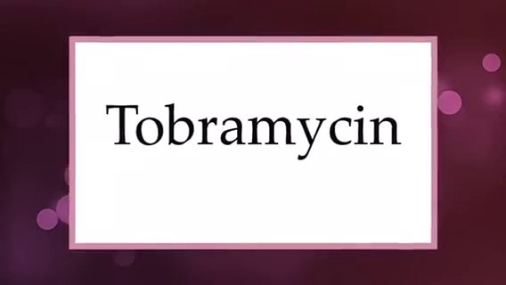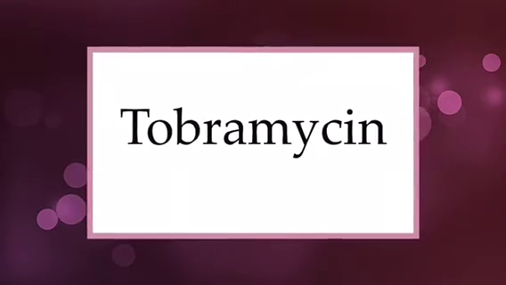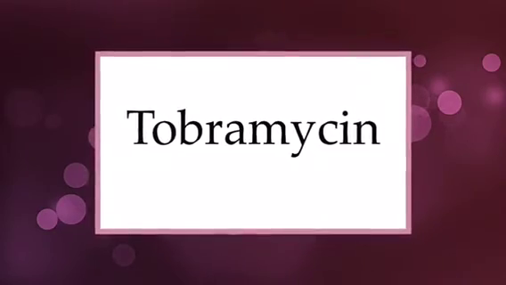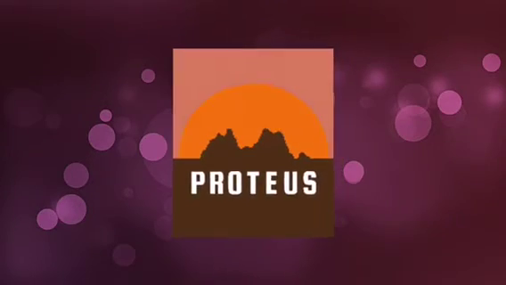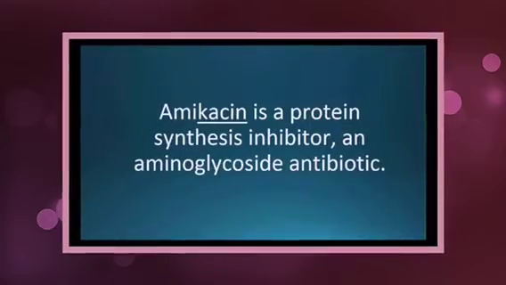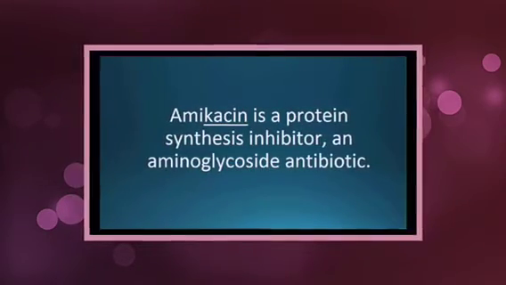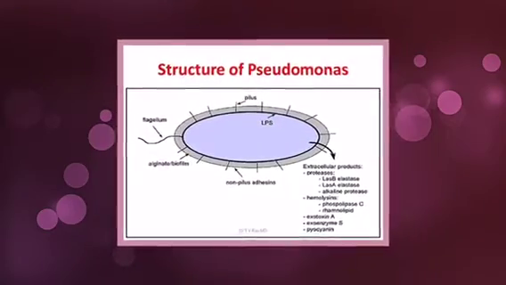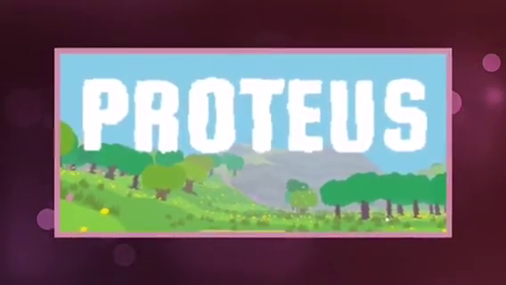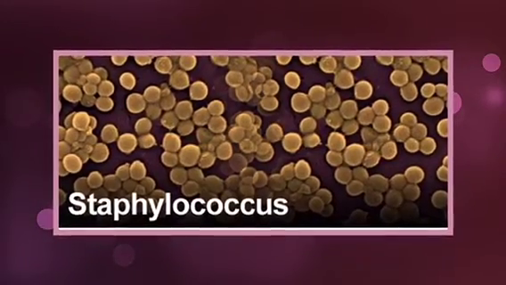Tobramycin is used for gram-negative infections and Pseudomonas, and the sensitive organisms are Pseudomonas and Proteus. Amikacin is a protein synthesis inhibitor, and the sensitive organisms are: number 1, Pseudomonas, number 2, Proteus, and number 3, Staphylococcus infections.